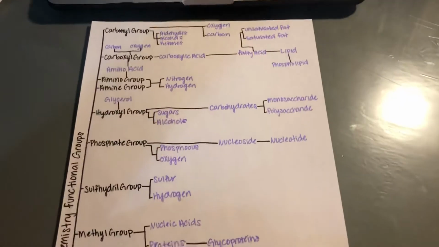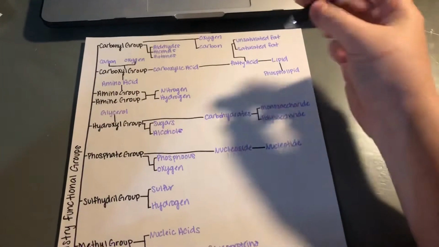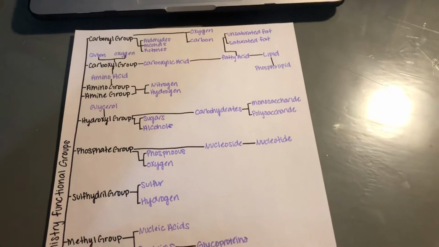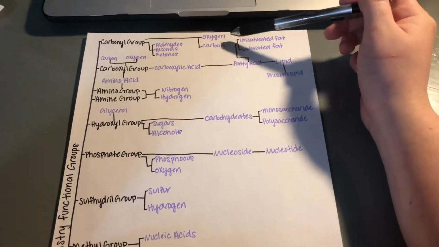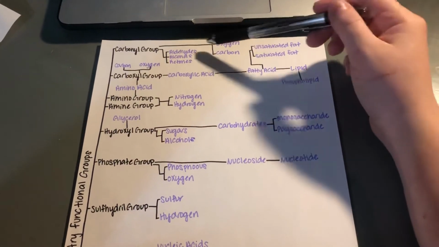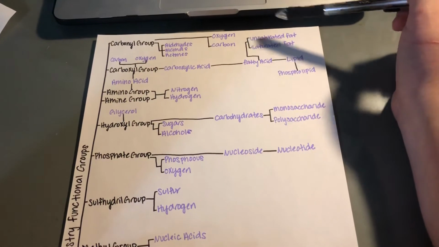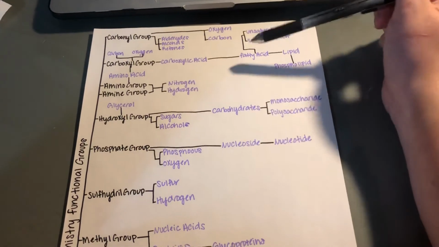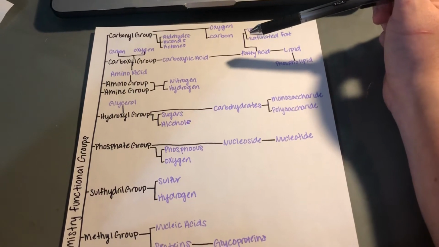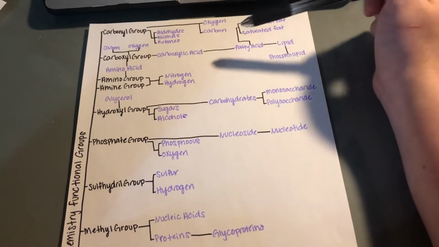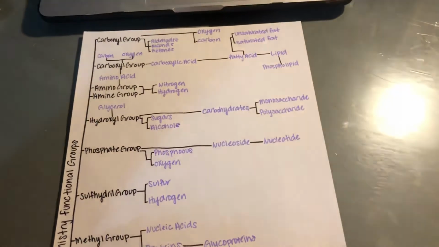Next we have the functional groups. First we have the carbonyl group, which is oxygen and carbon. Aldehydes, alcohols, and ketones all contain a carbonyl group. Next we have the carboxyl group, which is carbon and oxygen. A carboxylic acid is a type of, or has a carbonyl group.